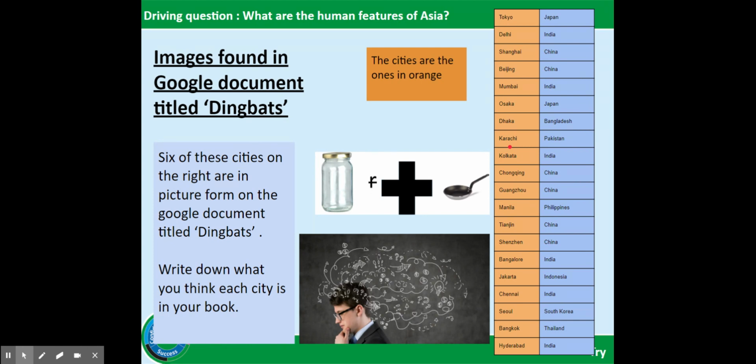And to help you. The images can be found on a Google document which is attached to the assignment you found this video in. It is titled just plainly Dingbats, which I've also put here. That's how it's spelled. So it's a Google document in this assignment called Dingbats. Write the answers in your books. It'll be 1 to 6, and just write the city you think it is. So pause the video, go and find that Dingbats Google document and figure out the cities.